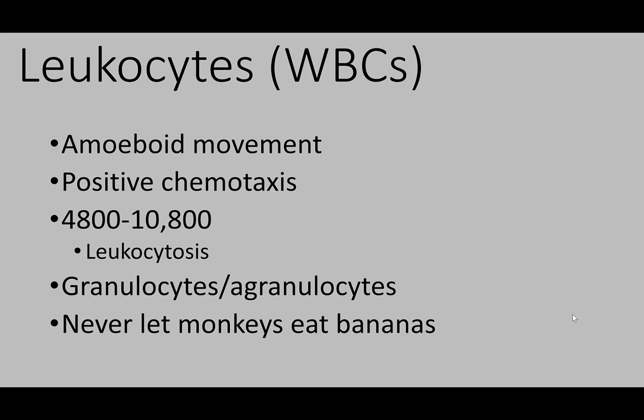Now, the normal value of leukocytes in the blood is about 4,800 to 10,800 cells per cubic millimeter. If there are fewer than that, we learned a term in lab called leukopenia. If there are more than that, then we have something called leukocytosis.